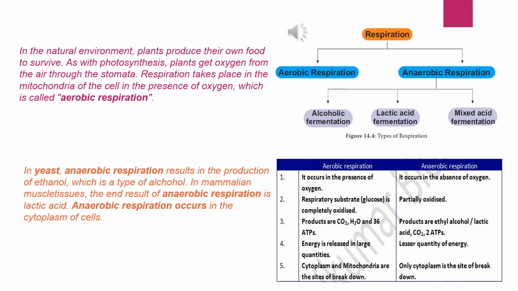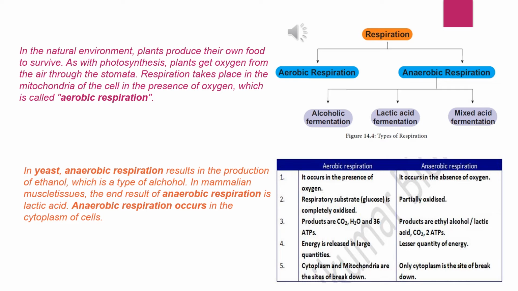In yeast, anaerobic respiration results in the production of ethanol. Ethanol is a type of organic compound or ethyl alcohol. So, in yeast, anaerobic respiration results in the production of ethanol, which is a type of alcohol. In mammalian muscle tissues, the end result of anaerobic respiration is lactic acid. It is also a type of organic acid. Anaerobic respiration occurs in the cytoplasm of the cells.